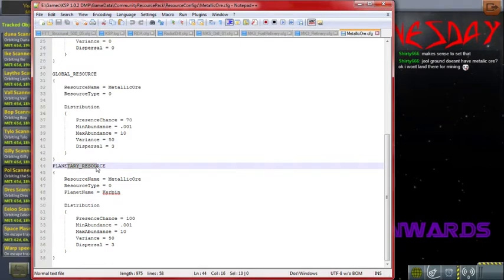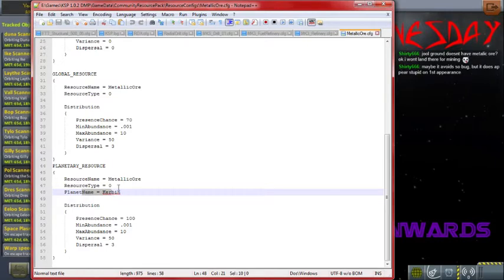So again, planetary resource, there's a specific definition for Kerbin here, and that's its amount. So basically it's saying that there's always metallic ore on Kerbin. I think it's more a case of not getting people whinging when they attempt to land on Jewel. I think it's more a case of that.